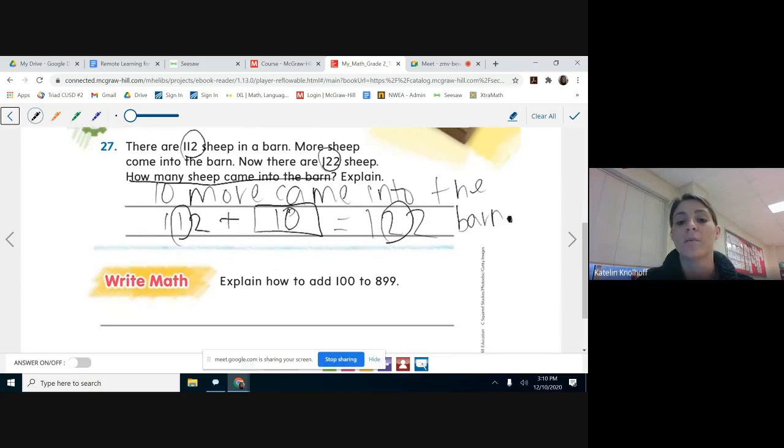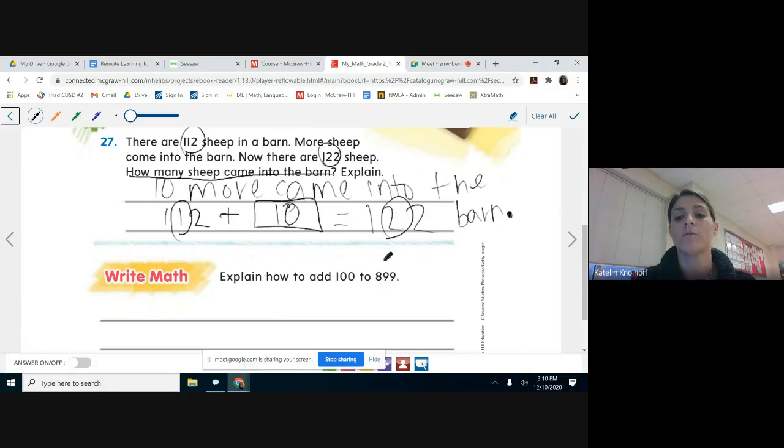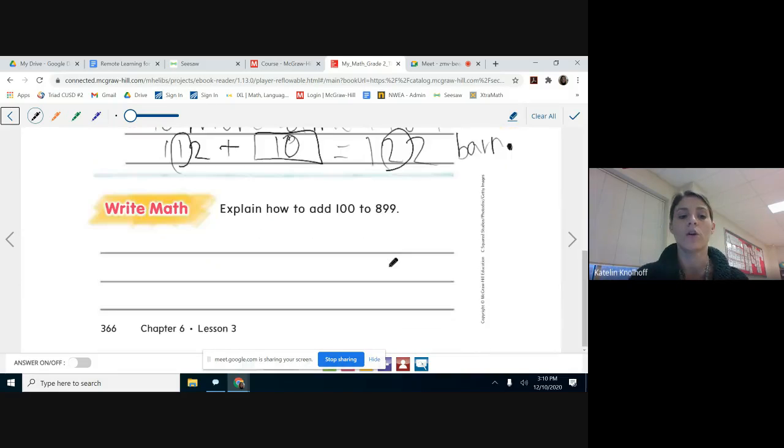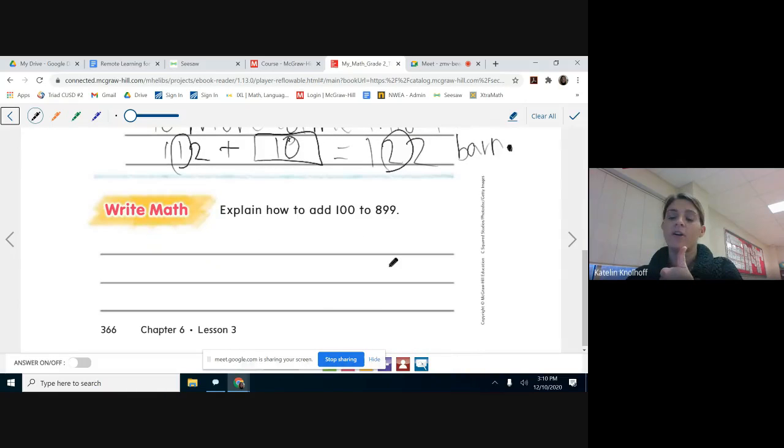Write math, you're going to explain how to add 100 plus 899. So you are going to go work on 365 all by yourself. The rest of 366 are two word problems and your homework.